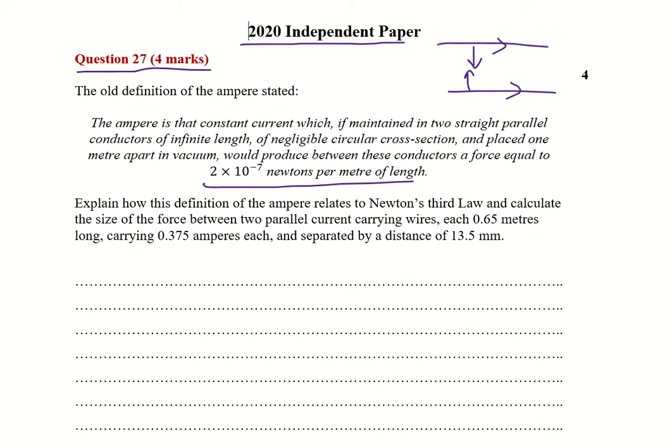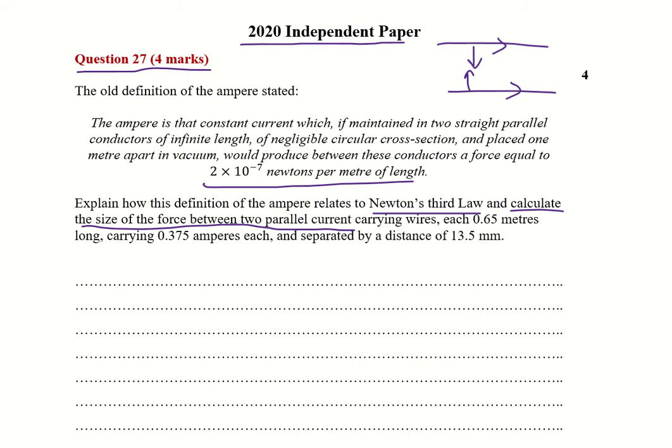Okay, so let's look at the question here. It says explain how this definition of ampere relates to Newton's third law. So that's part 1 of the question. And then part 2, it says calculate the size of the force between the two parallel current carrying wires. Okay, that's what we have. You can do it in either order, but let's just look at explaining how this definition relates to Newton's third law.